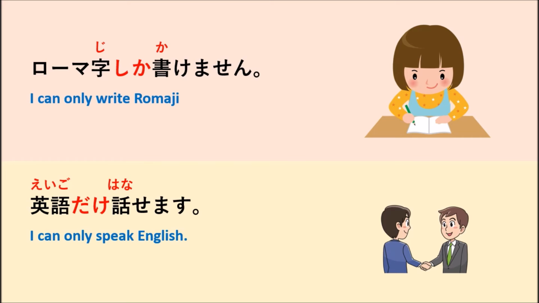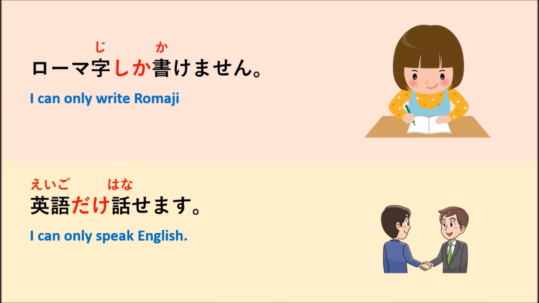So the first point of the difference is the form of the verb. When you use shika, you should change the verb to the negative. But when you use dake, you just write the normal form. Now you see here, hanasemasu, not hanasemasen. So this is the first point of the difference.